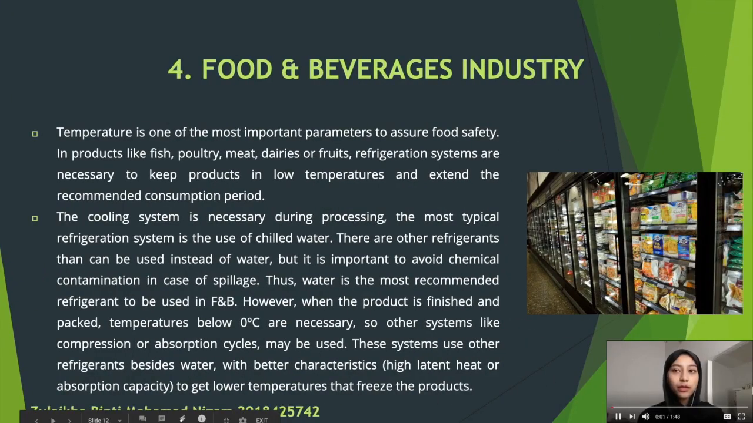Last but not least, the food and beverages industry. Maintaining the cold chain in the food and beverages industry is vital for preserving products and avoiding possible microbiological contamination. Each product has its own optimal conditions for storage and preservation. In the preparation process, temperature is one of the most important parameters to assure food safety.